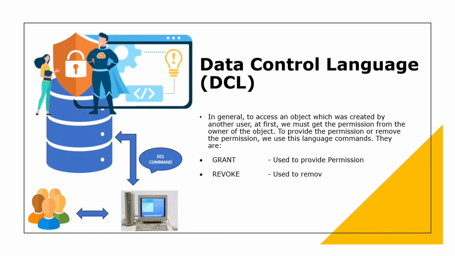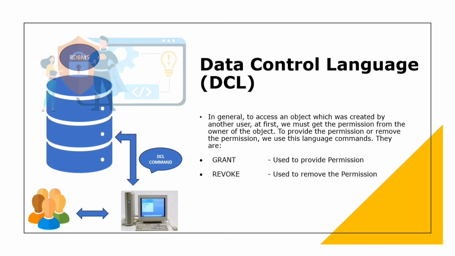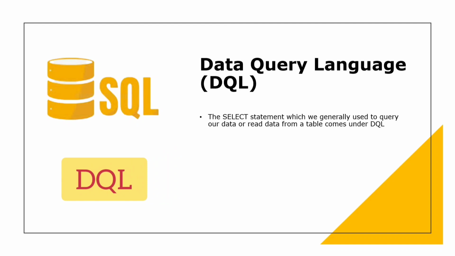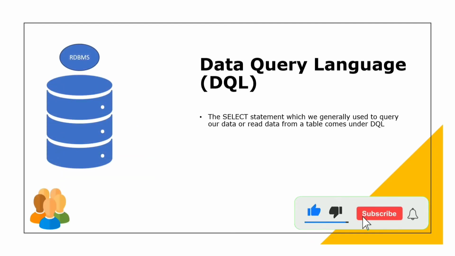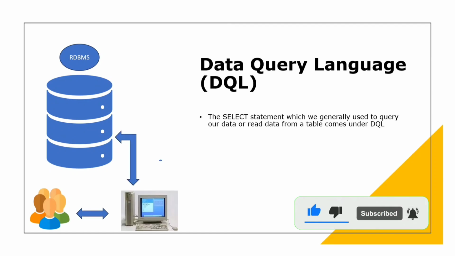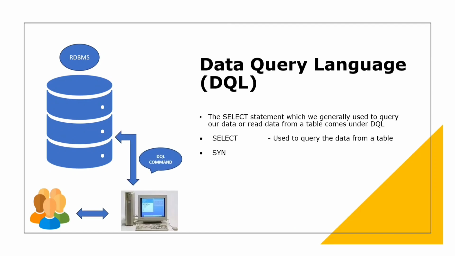In some cases, for example, we need to remove the access of a specific person or a specific department, then we need to use the revoke command. So revoke is used to remove the permission. Basically, grant and revoke are two DCL commands which we use to provide or revoke access. The final command is data query language, which we generally call DQL. The select statement which we generally use to query our data or read data from a table comes under this DQL. And coming to the syntax, it will be select column name from a table.